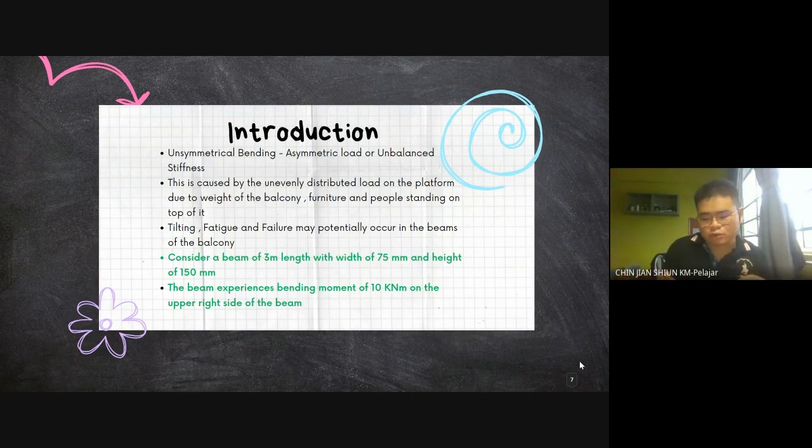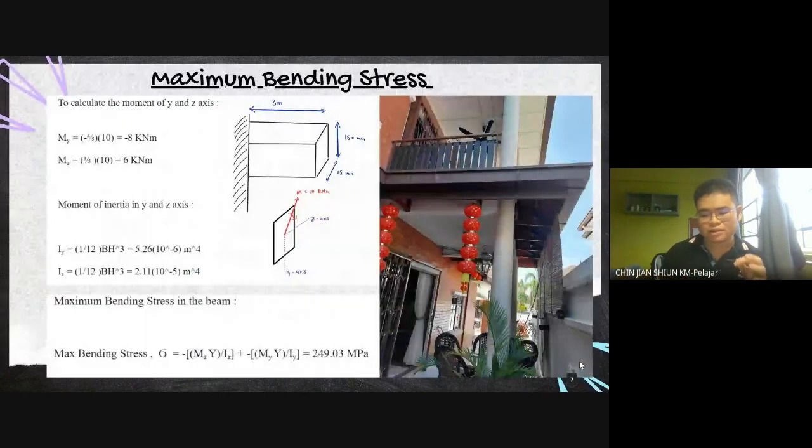This difference in loading causes the balcony to experience deflection on the heavily loaded side, which creates a downward sag on the balcony. And additionally, the balcony may experience some tilting, fatigue, or failure over a long period of time. So, in our report, we consider the balcony that extends 3 meters from the terrace house and is supported by horizontal beams with a width of 75 millimeters and a height of 150 millimeters.